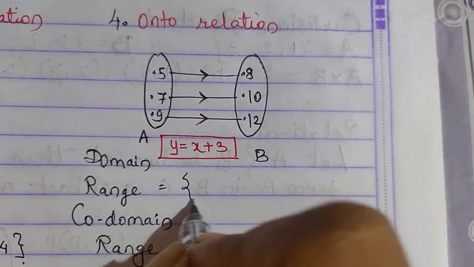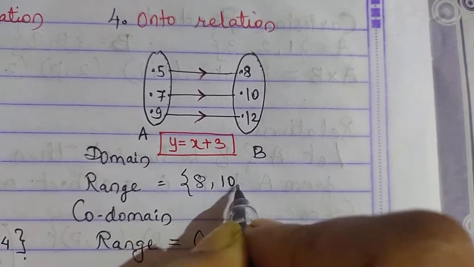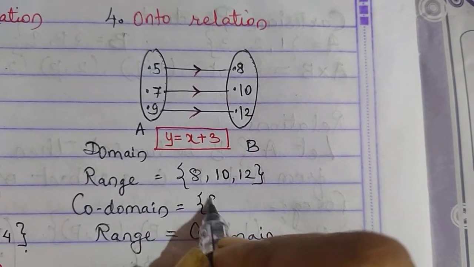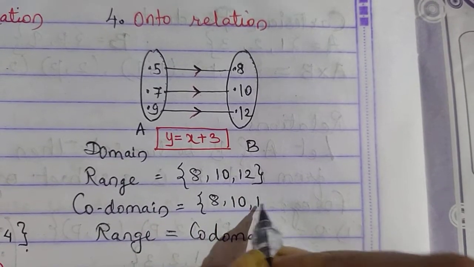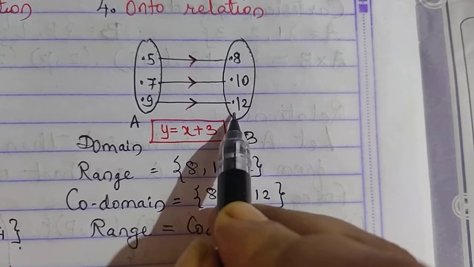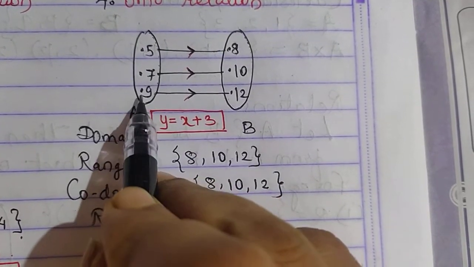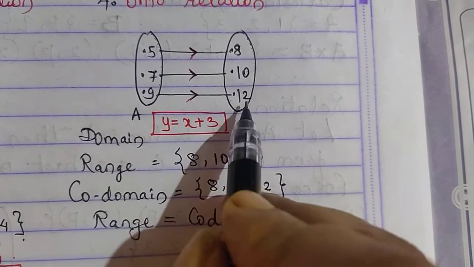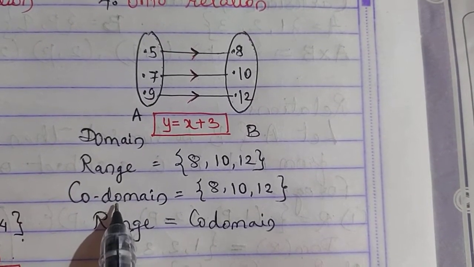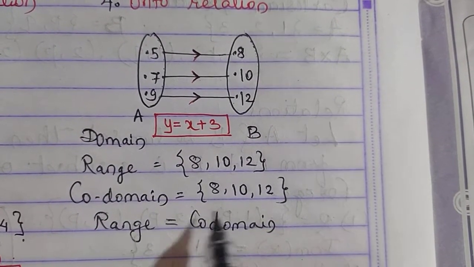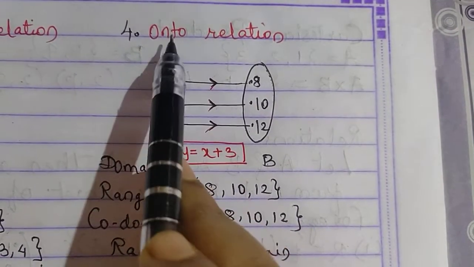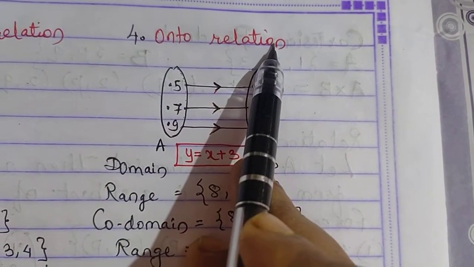So we can write the range. It is 8, 10 and 12. And the codomain is also 8, 10 and 12. There is no element in the set B which does not have any pre-image in the set A. That is, range and codomain are equal sets. So when range and codomain are equal, the relation is onto relation.